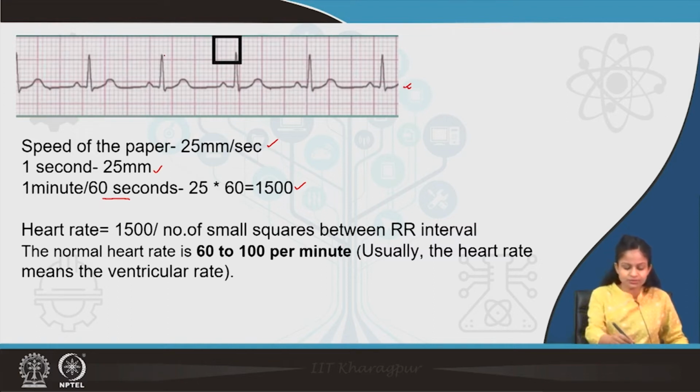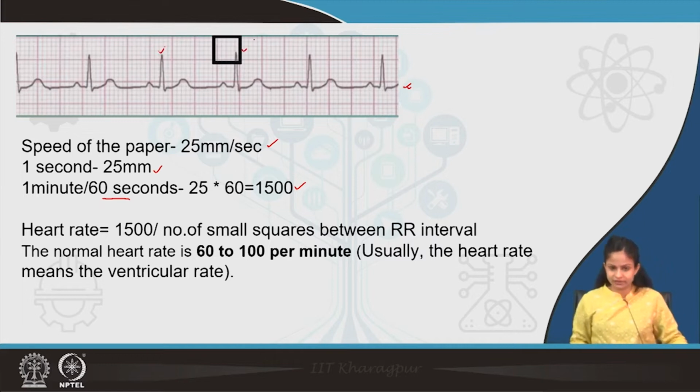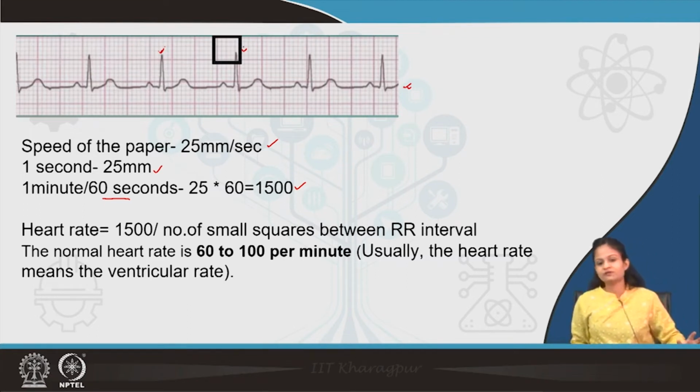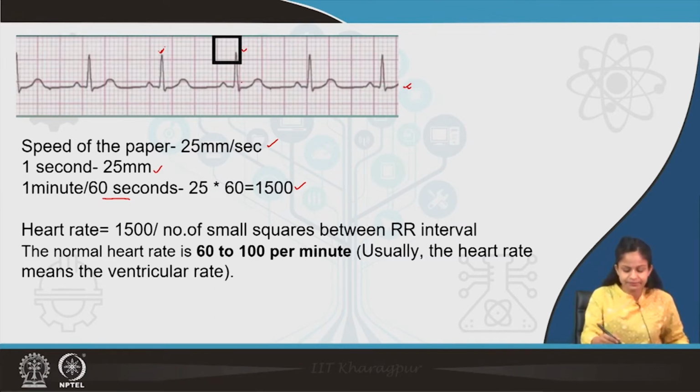So if I want to calculate the heart rate, we have to take the ECG signals and look at the various RR intervals. That means we have to calculate the number of small boxes between two R waves. You take any two consecutive R waves and count the number of small boxes between them. For example, here in this paper, we have around 16 small boxes.